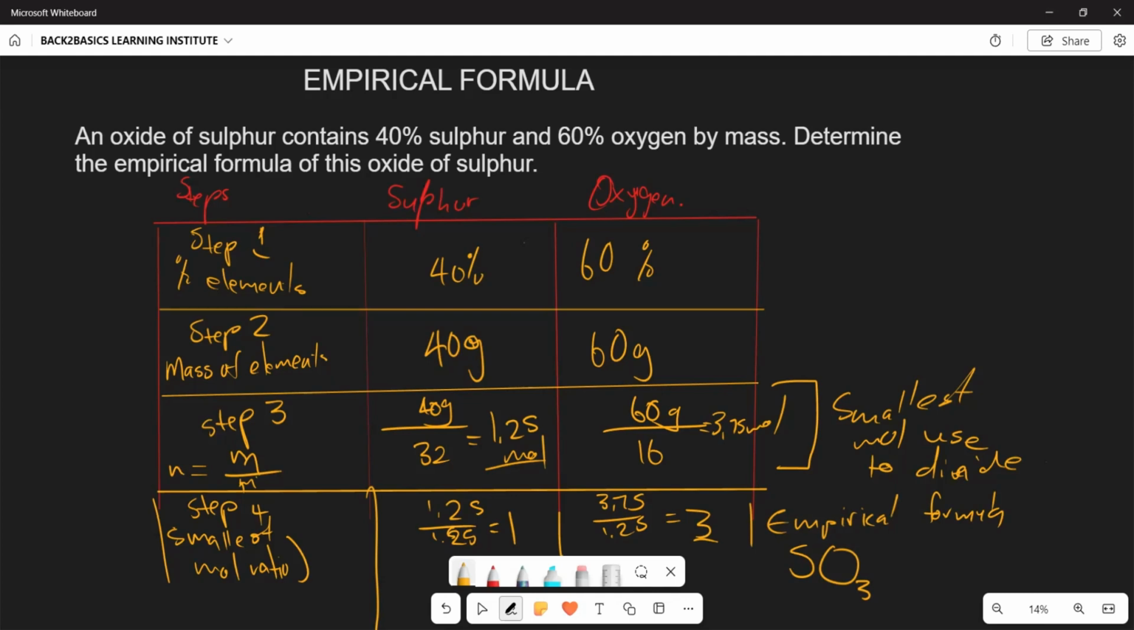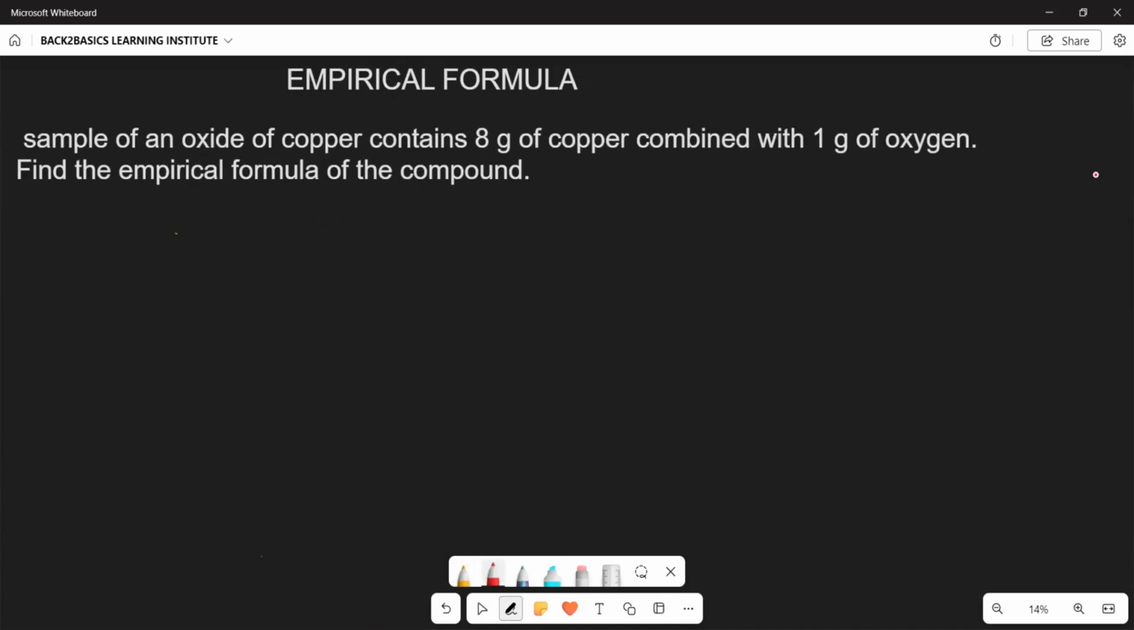Now let's look at something else. Now let's look at this second example. They say a sample of oxide of copper contains 8 grams of copper combined with 1 gram of oxygen. Now they want us to find the empirical formula of this. We are going to follow the same steps, but we are already given this in terms of grams, so there's no need for us to undergo the step where we convert the percentage into grams.